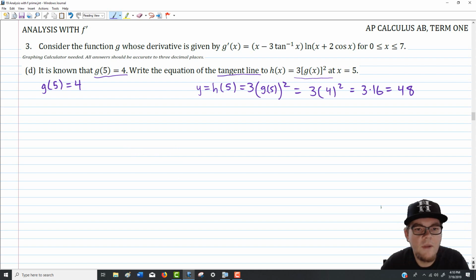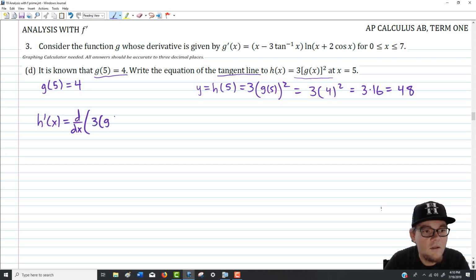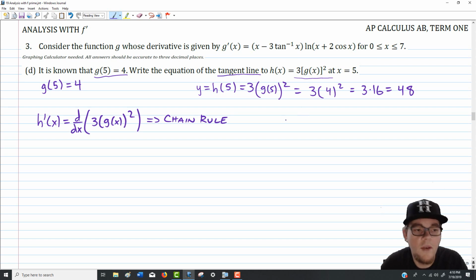Our problem is going to accelerate in difficulty, though, when we consider the slope. So we also need to figure out what h prime of x is equal to, so that we can eventually plug in 5 to get the slope of the tangent line. So h prime of x in our case is going to be the derivative with respect to x of 3 g of x squared. So that's telling me that we're going to need to use the chain rule. Although I've promised to not do the full derivation or the full decomposition every single time, I think this is a good time to pull it out.